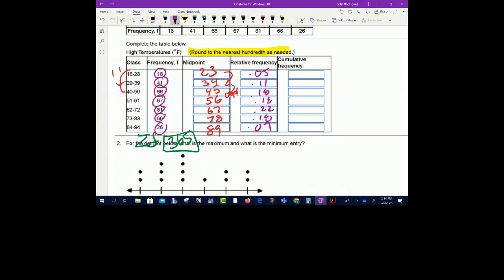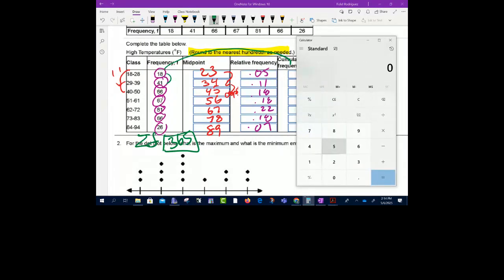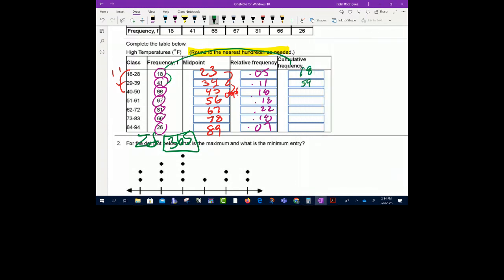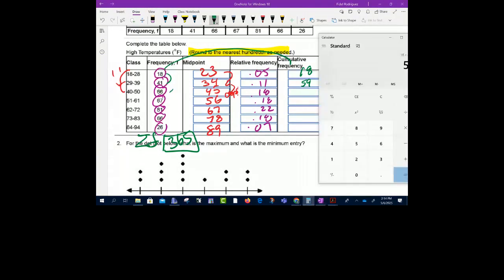All righty. So now when we're going to find our cumulative frequency, y'all, we're going to take that number 18, and that's the first one we have. Now, cumulative means it's accumulating, it's building up. So for the next one, we're going to add 18 and 41. What's 18 plus 41? 59, right? So that's the number I'm going to put there. And then I'm going to take 59 and add 66 to it, because that is the next one.